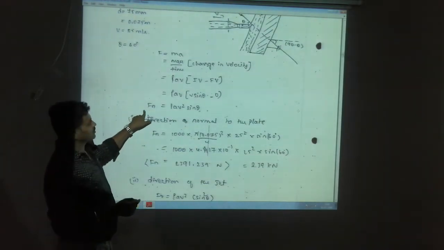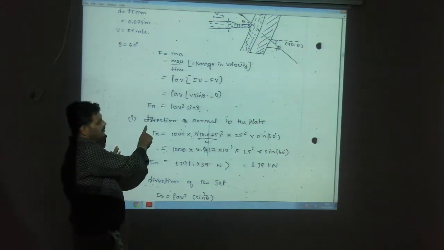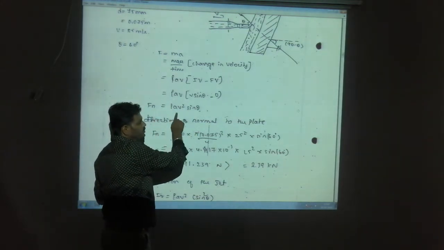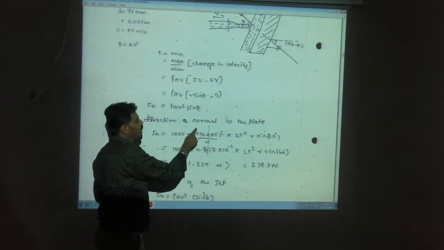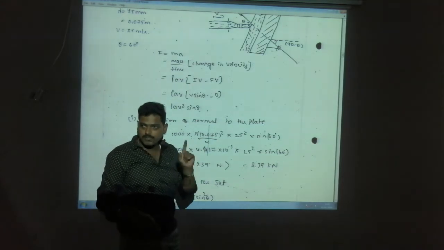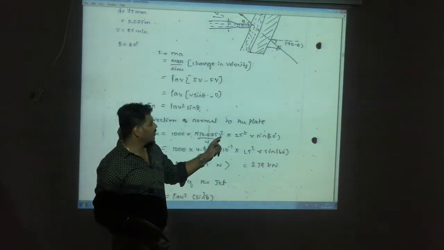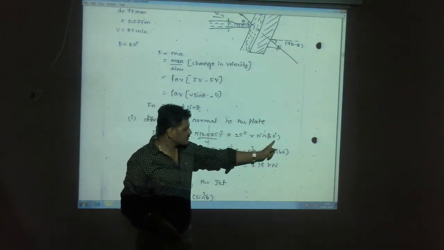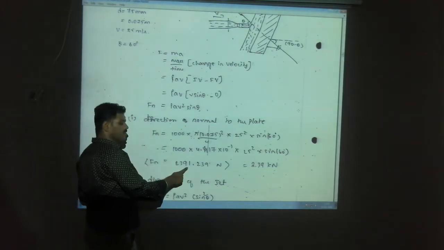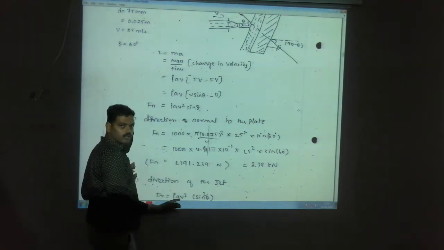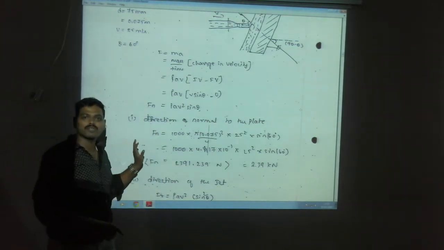Here we can just do the substitution, we get Fn is equal to rho a v square into sin theta. With respect to the normal to the plate, Fn is equal to rho a v square sin theta. Just do the substitution: rho is 1000, a is pi d square by 4, diameter is 75 mm. We should convert mm in terms of meter, that's why it is 75 by 1000, so that is 0.075, then into velocity 25 square, then sin 60. Substituting these values, you will get Fn is 2391.239 Newton with respect to normal to the plate.